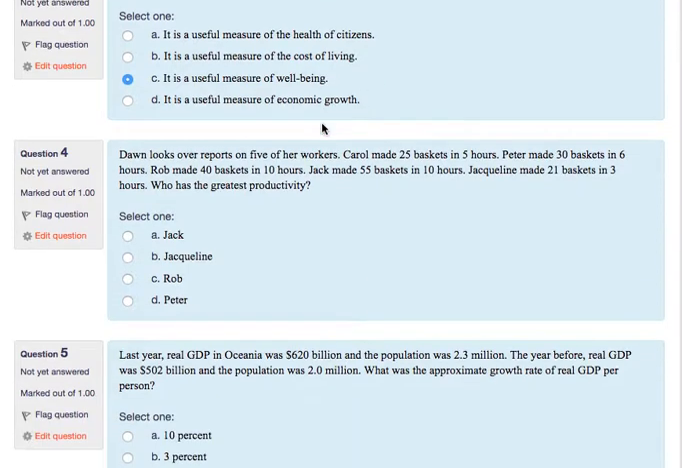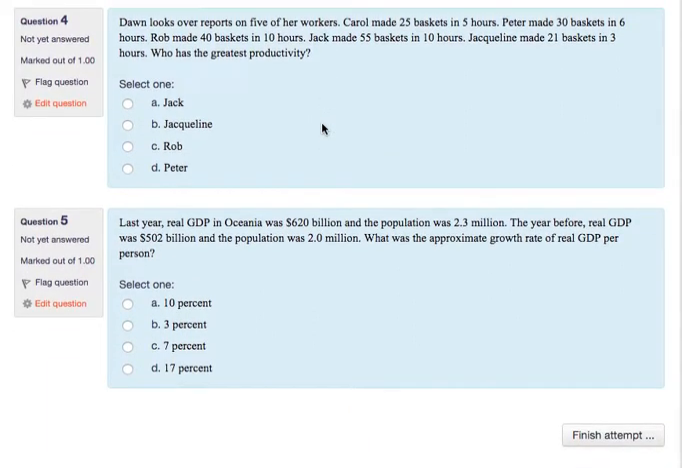Don looks over reports on 5 of her workers. The question is, who has the greatest productivity? So Carol made 25 baskets in 5 hours, so on average 5 baskets per hour. Peter made 30 baskets in 6 hours, so also on average 5 baskets per hour. Rob made 40 baskets in 10 hours, so on average 4 baskets per hour. Jack made 55 baskets in 10 hours, 5.5 baskets per hour, which is now the highest. Jacqueline made 21 baskets in 3 hours, 7 baskets per hour, which is the highest one. So Jacqueline is the right answer.